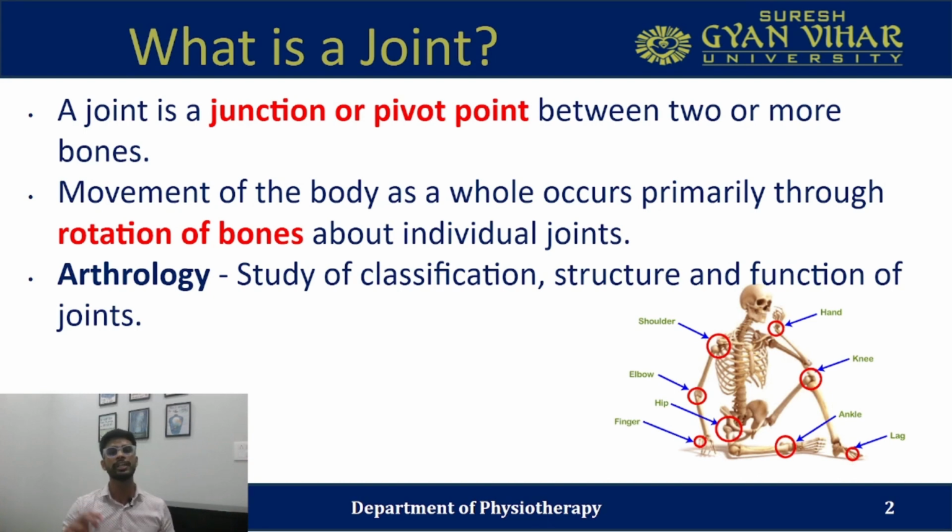Movement of the body as a whole occurs primarily through the rotation of the bones. We all know that whenever movement occurs, there is a rotation of the bones, and these rotations occur around the joints. We must also know what is arthrology. Arthrology, as we can say by the name also, suggests that arthro means joint, and logy means to study. So here we study the classification, structure, and function of the joints. So this was all about the definition of joint.